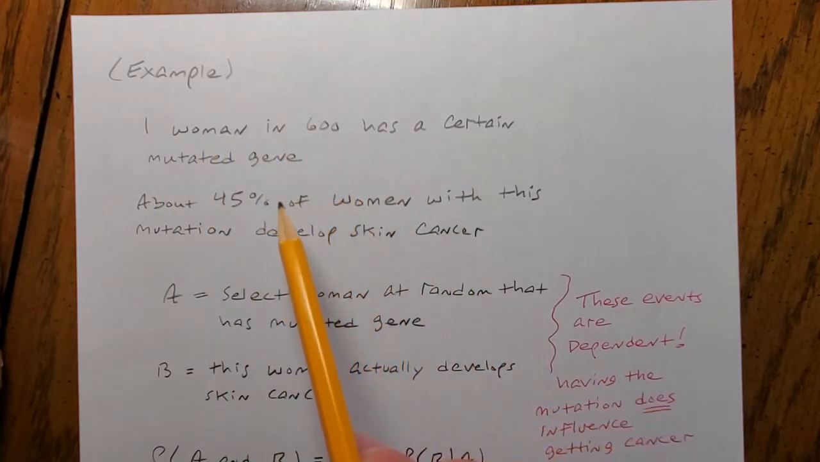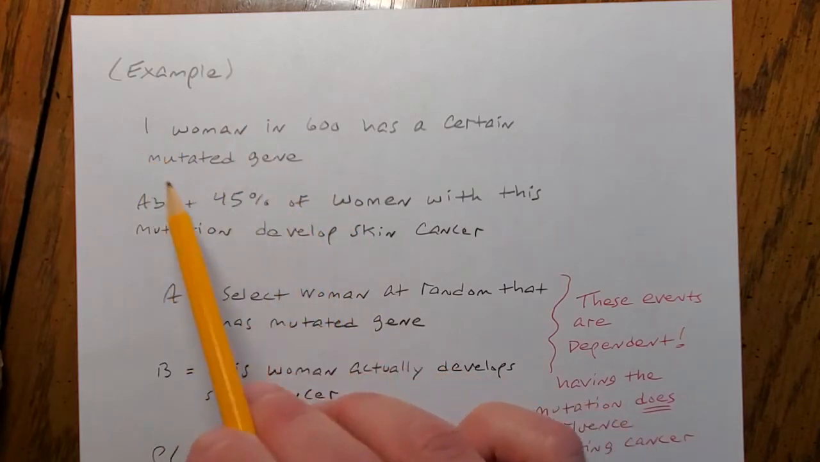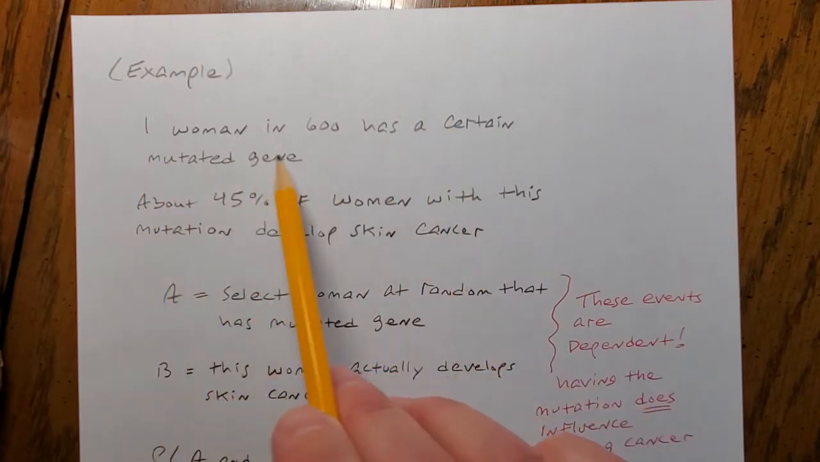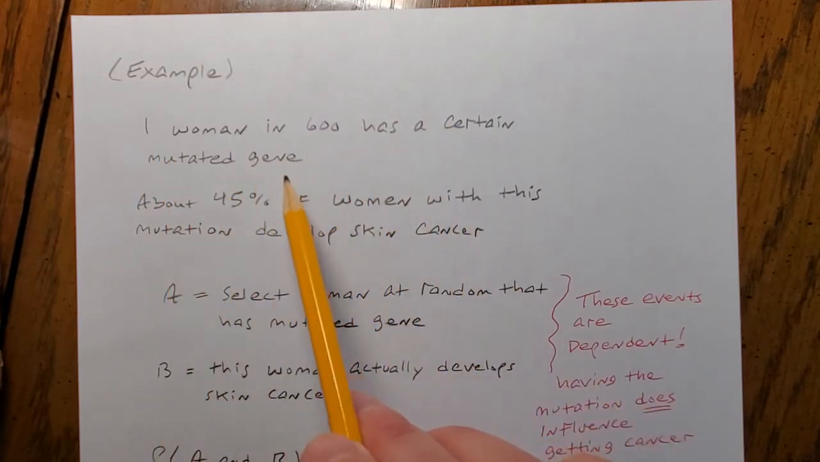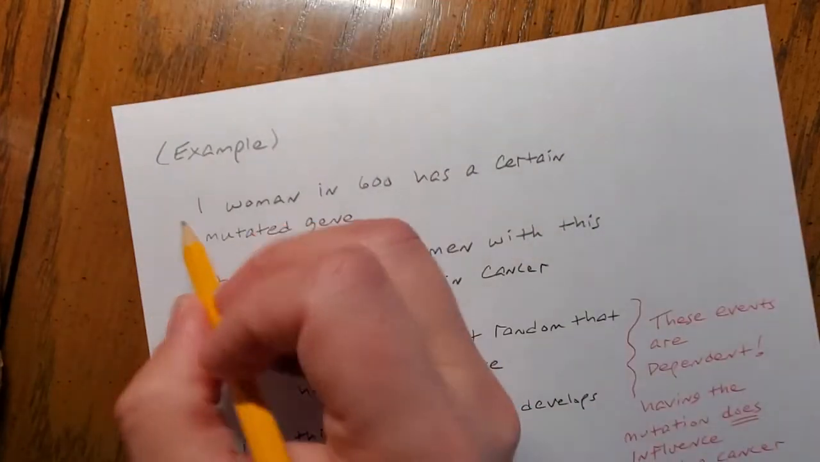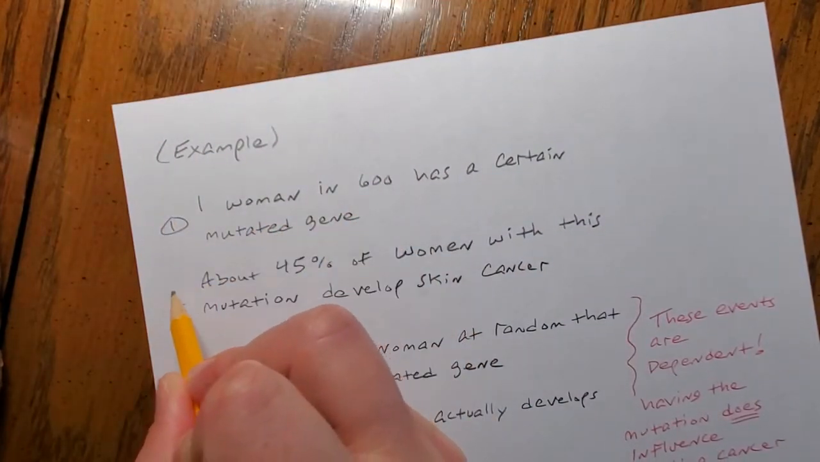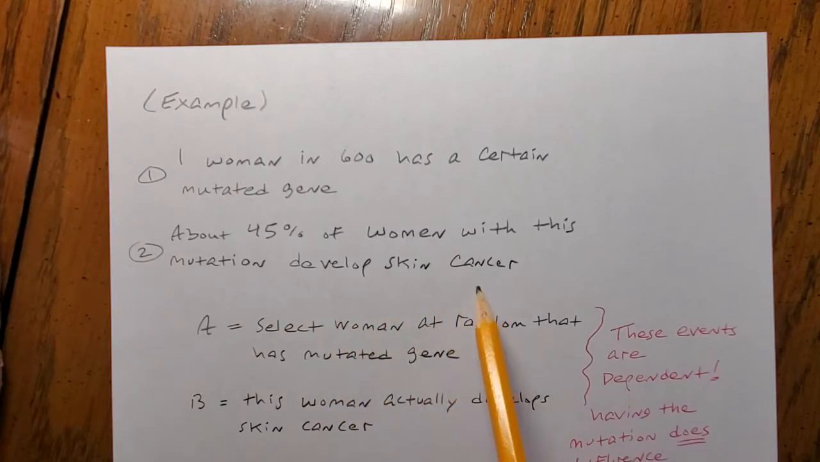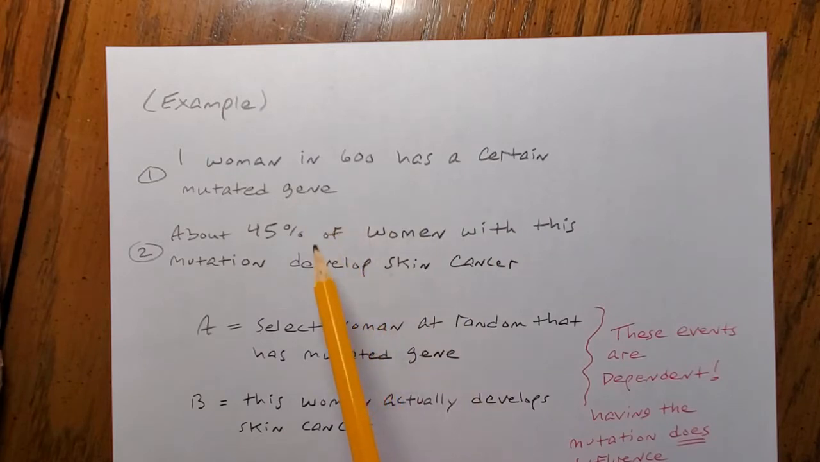And let's say generally gene mutations are not a good thing. Anyway, 1 woman in 600 has a certain mutated gene, and that's one fact. And then a completely separate fact is that about 45% of the women with this mutated gene actually go on to develop skin cancer. So 1 in 600 have this mutated gene, and about 45% of the women with that gene, almost half, develop skin cancer.